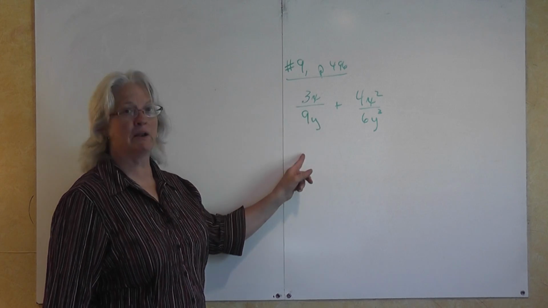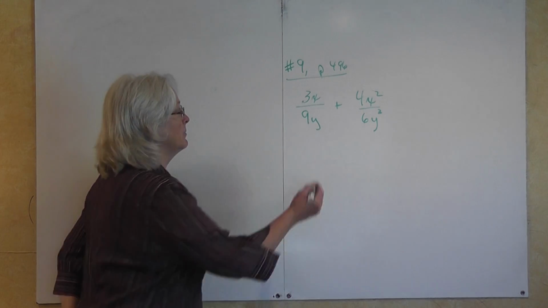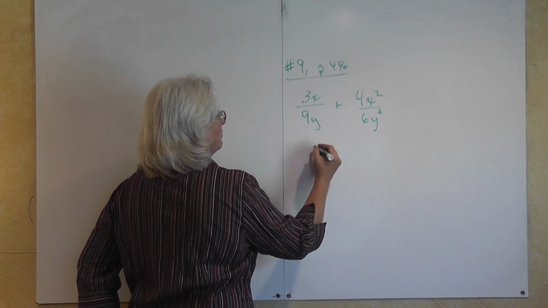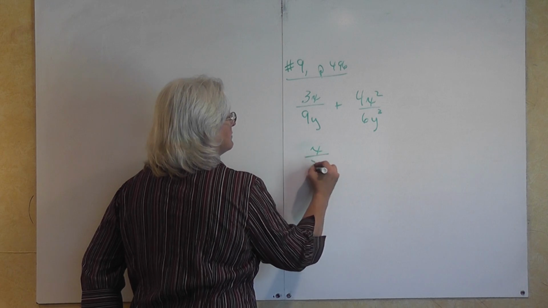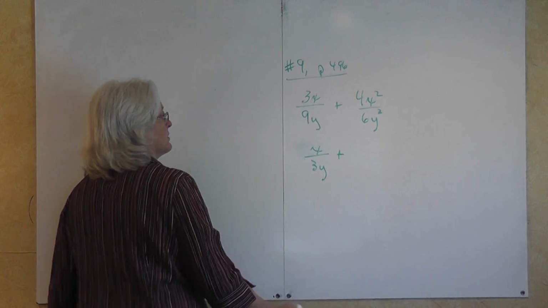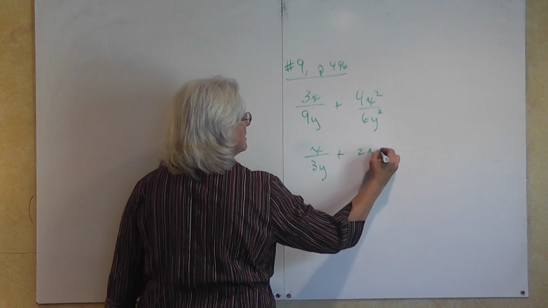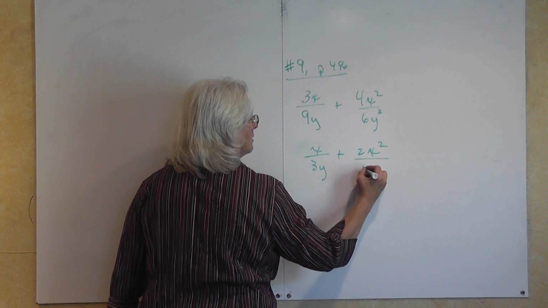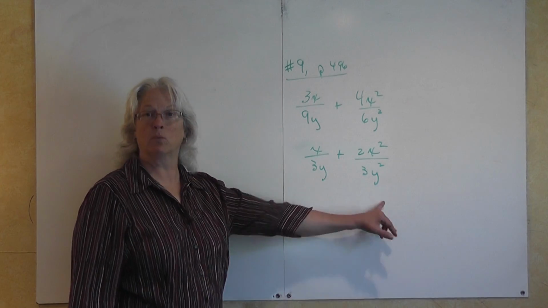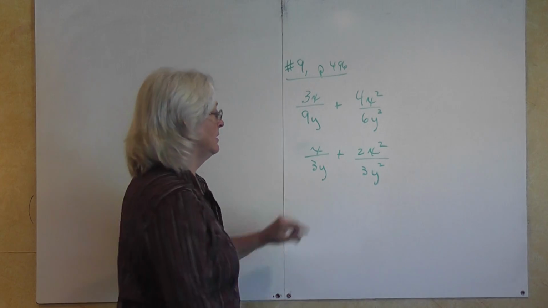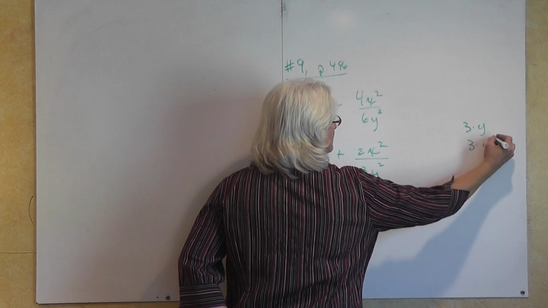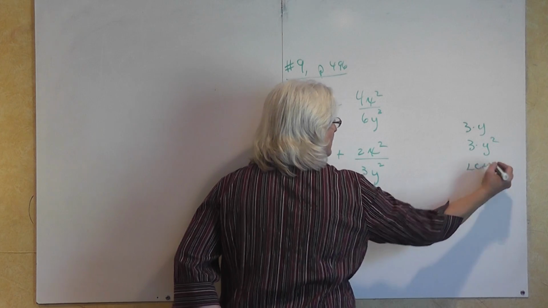3x over 9y, they have a factor of 3 in common. So we're going to take care of this first and rewrite 3x over 9y as x over 3y. And then we have a factor of 2 in common. So our second term becomes 2x squared over 3y squared. Have to see what we need for our common denominator. Our first denominator is 3 times y. Our second denominator is 3 times y squared.